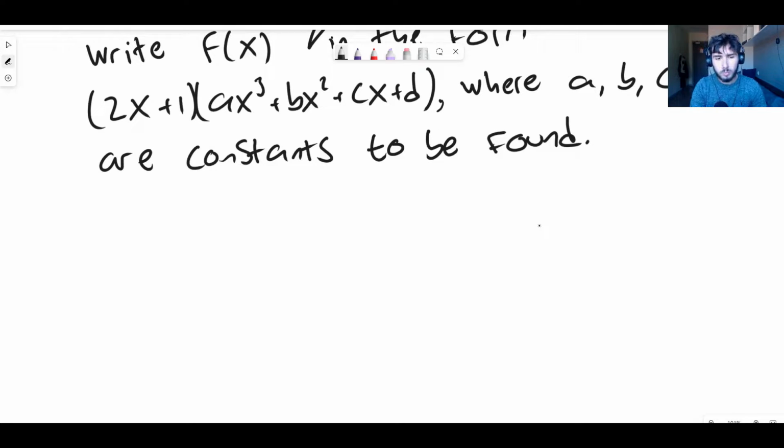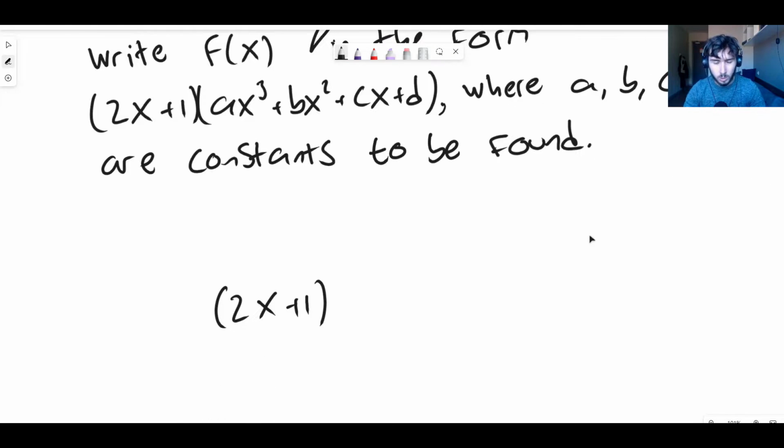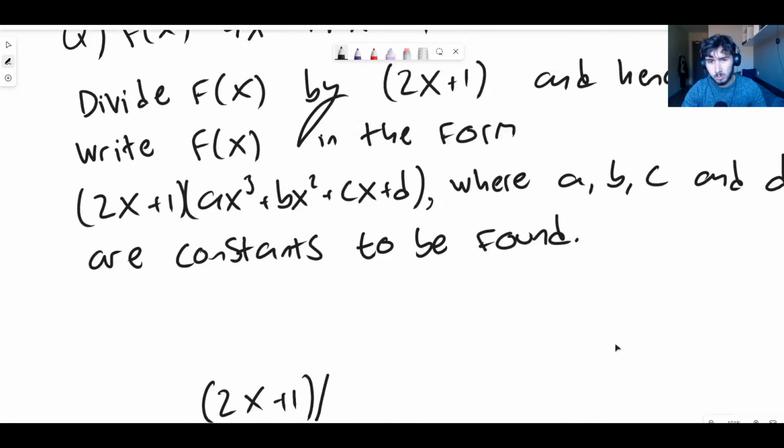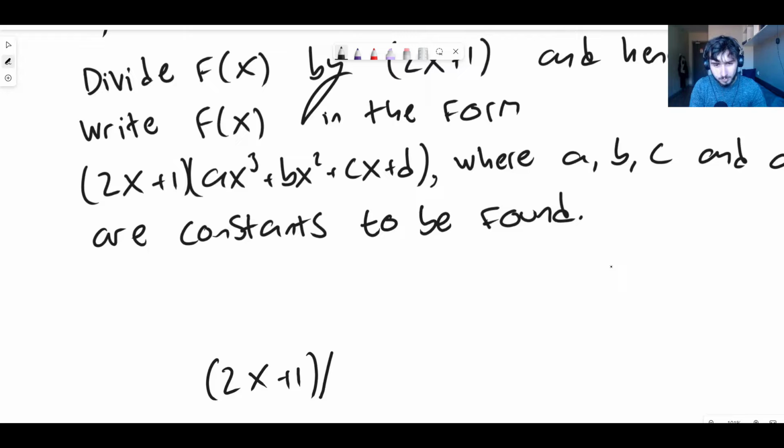So here's how we start it off. Just like always, we take our 2x plus 1. That is the denominator of the fraction. Divide f of x by 2x plus 1. That means f of x, so 4x to the 4 minus 17x squared plus 4, divided by 2x plus 1. 2x plus 1 is on the denominator. So we take our 2x plus 1, and underneath our little bus stop, or whatever you want to call it, we have our 4x to the 4.